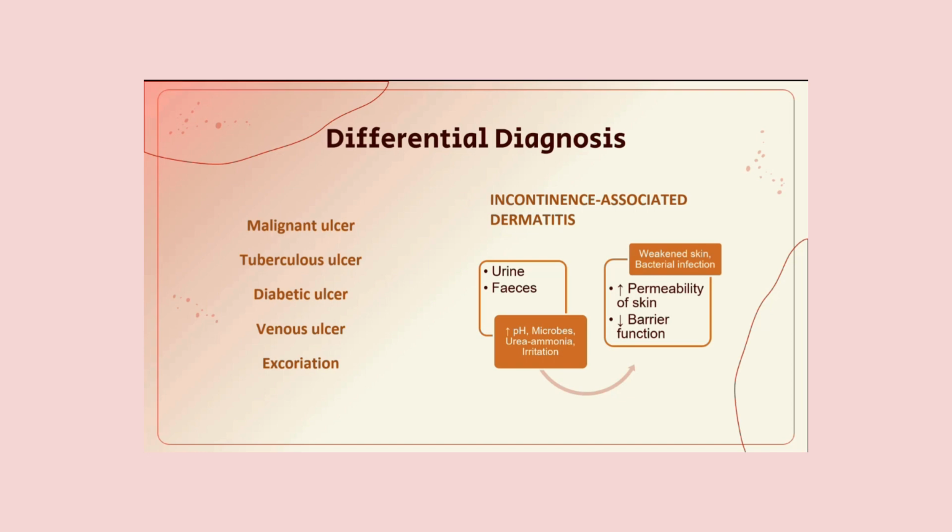One important entity to be noted here is incontinence associated dermatitis, or IAD. People often confuse between these two. In incontinence associated dermatitis, urine or fecal incontinence will be there, which causes an increased pH and an increased microbial environment. The urea and ammonia produced in the urine and feces cause irritation of the skin. This irritation in turn causes increased permeability of the skin and decreases the barrier function of the skin, and it helps the bacteria to invade, and thus it gets infected. This is incontinence associated dermatitis.